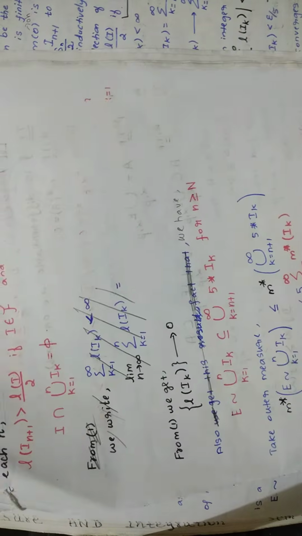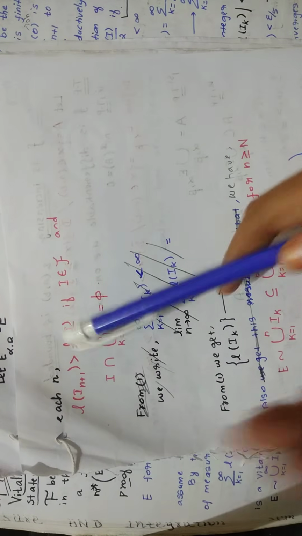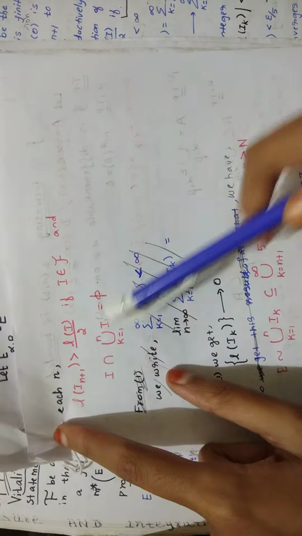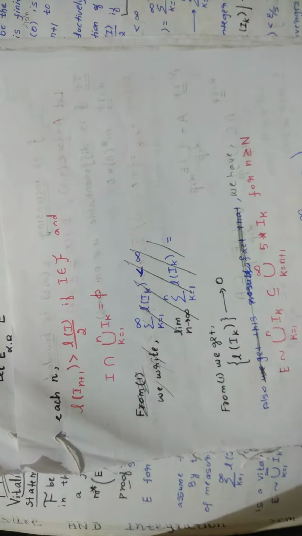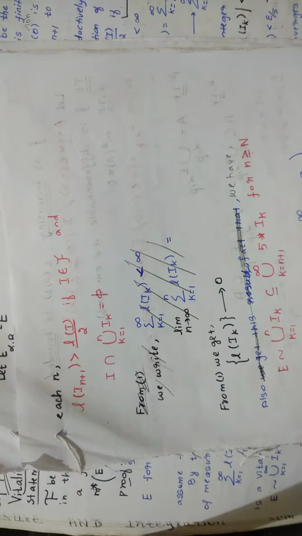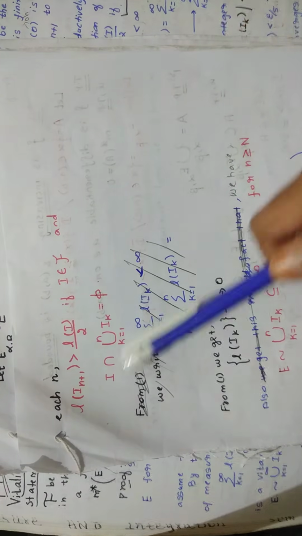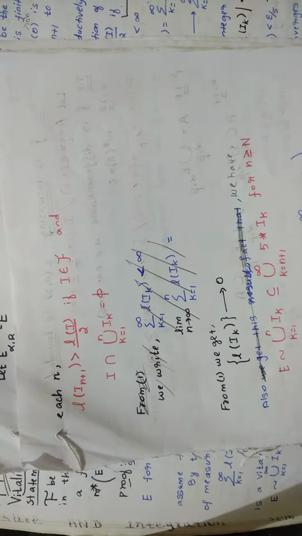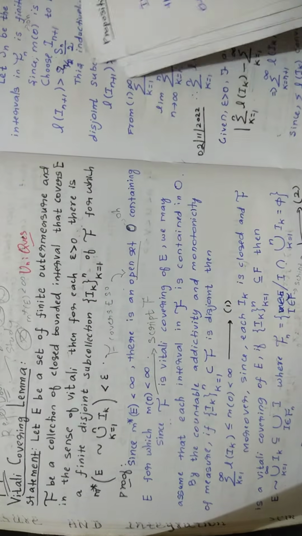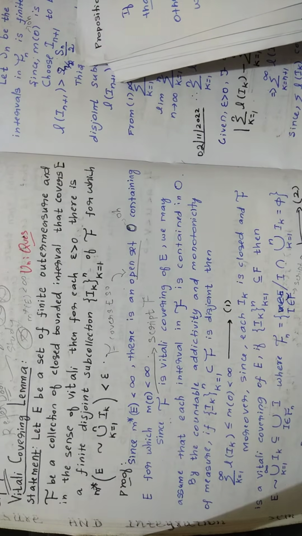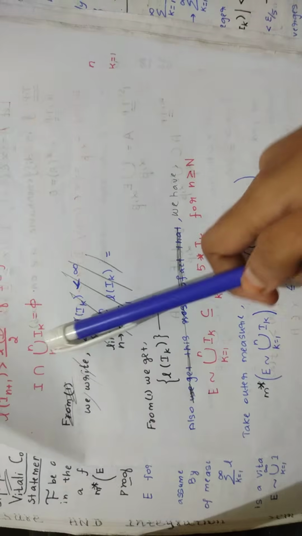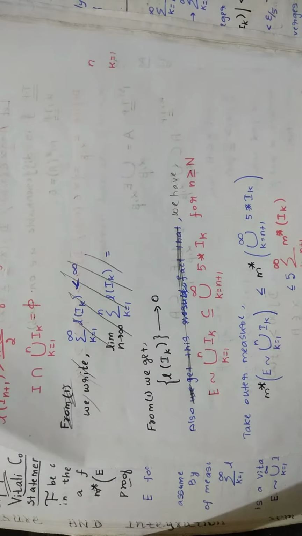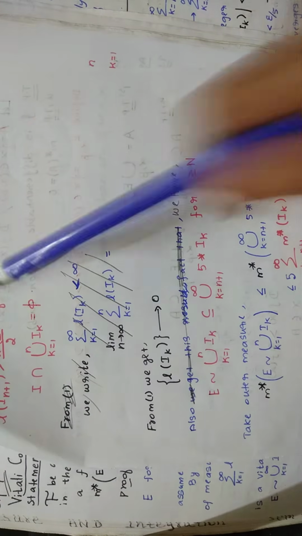Is that clear? I think so. In the place of Sn you are writing L of I now. L of I_{n+1} is greater than L of I by 2 if I belongs to F. This I belongs to F, and the intersection of I and this value is equal to empty. When you find the intersection of I and ik, you will get empty. No common values are present here. That is how you are taking it.